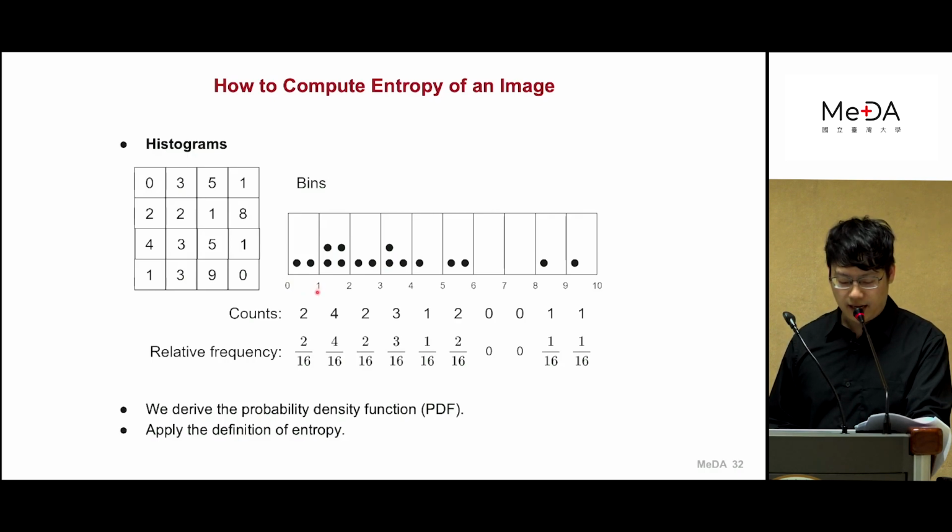Second, divide the counts by the total number of pixels. This gives us the relative frequency, which represents the probability density function. And finally, we apply the definition of entropy to calculate the entropy of the image.